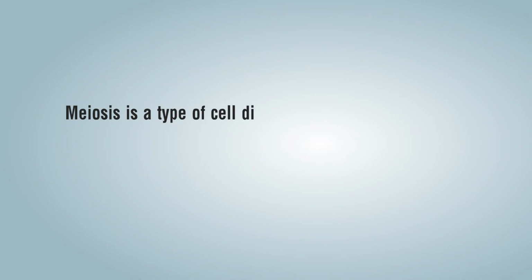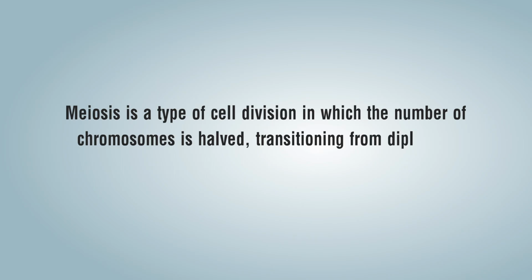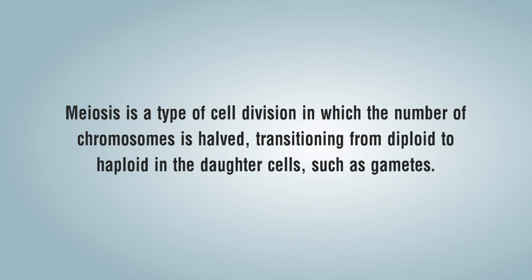Observations: meiosis is a type of cell division in which the number of chromosomes is halved, transitioning from diploid to haploid in the daughter cells such as gametes. Let us go into the details about meiosis.